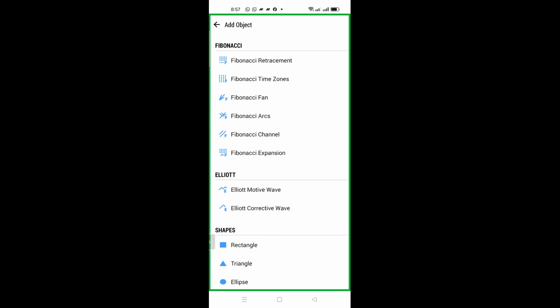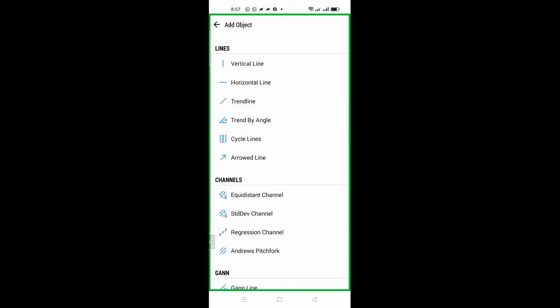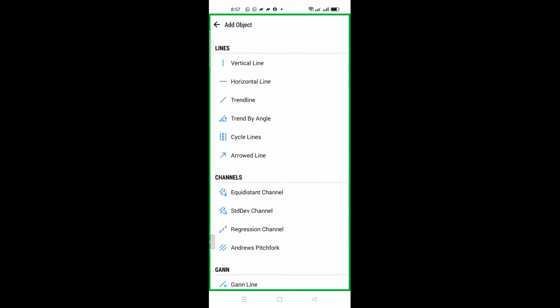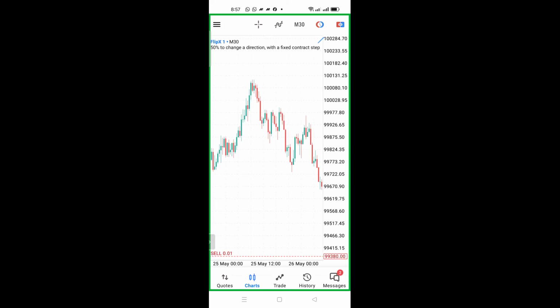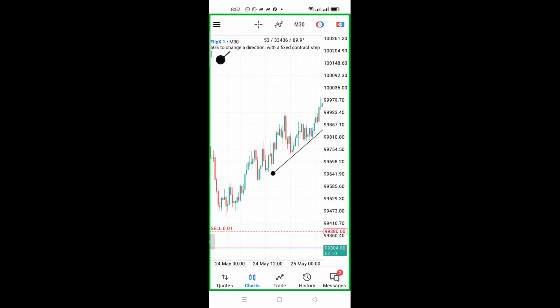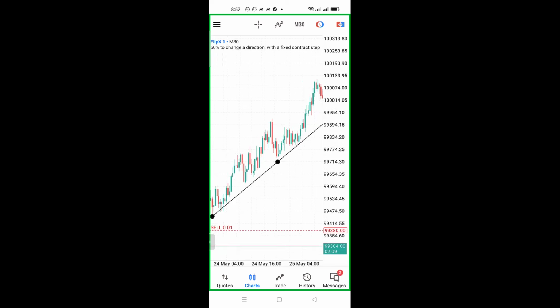Now you can see shapes. We have the ellipse, triangle, and rectangle. Then we have the Elliott wave. All of these are called objects. They are tools that you use. So let's assume I want to use trend line from here. I click on the trend line. Now I want to draw a trend. Let's assume the trend I want to draw is like this. So now this is a trend line.